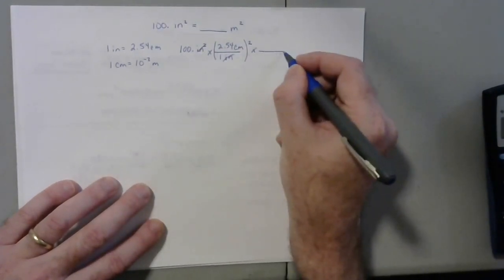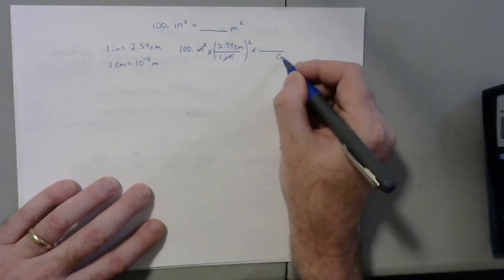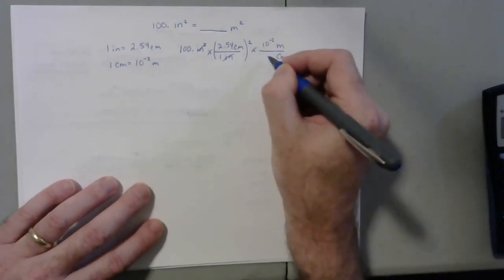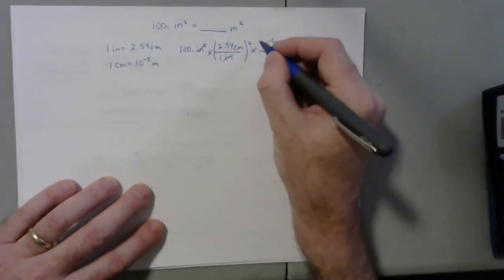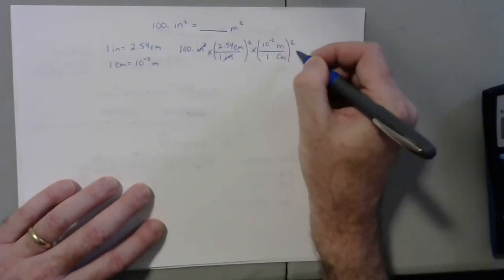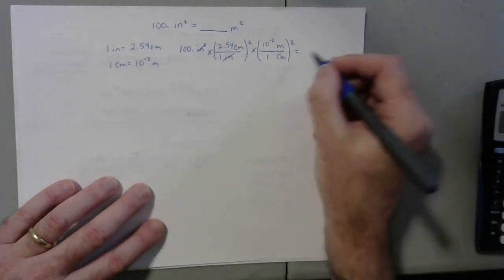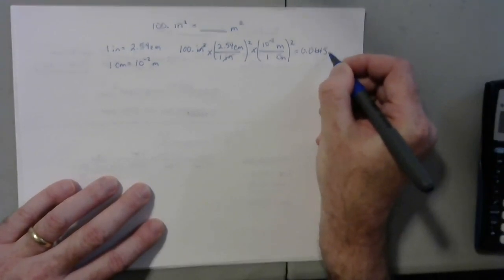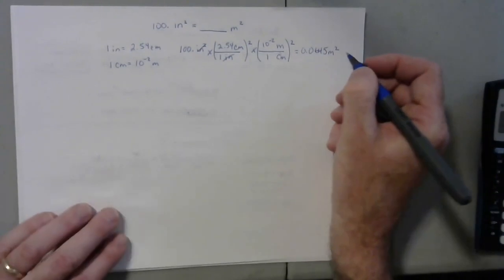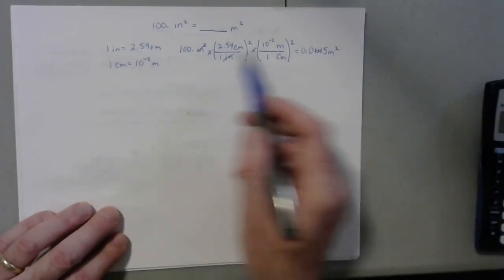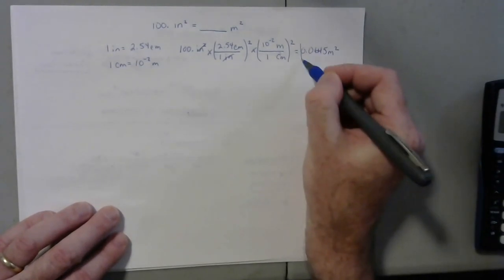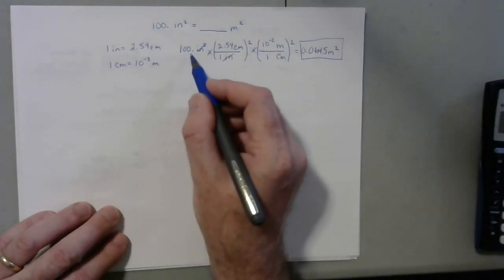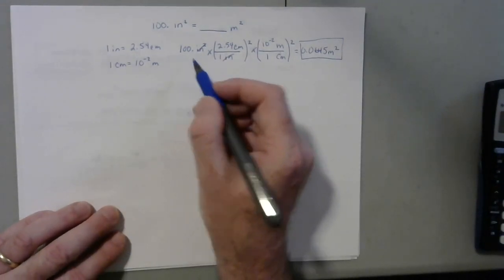And then the same thing will go here. I need the centimeters to cancel, so centimeters goes on the bottom, meters on the top. 10 to the negative 2 meters per 1 centimeter. And again, that has to be squared. Running that through our calculator, we get 0.0645 meters squared. That answer makes sense because meters is a much bigger unit than inches, so that number had better be getting smaller. So that will be our answer, and we rounded to 3 sig figs here because we're treating that as a number with 3 sig figs, as I mentioned before.